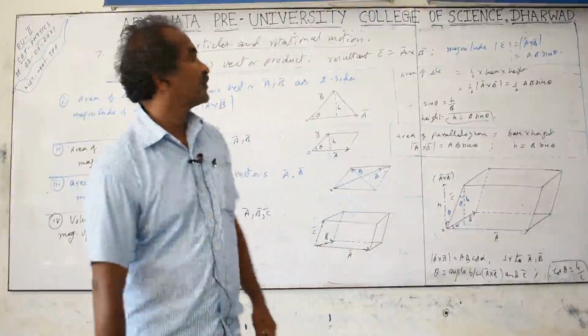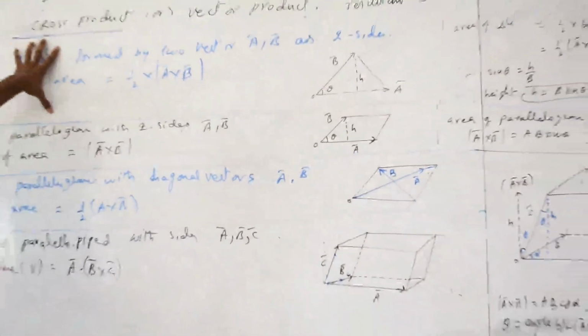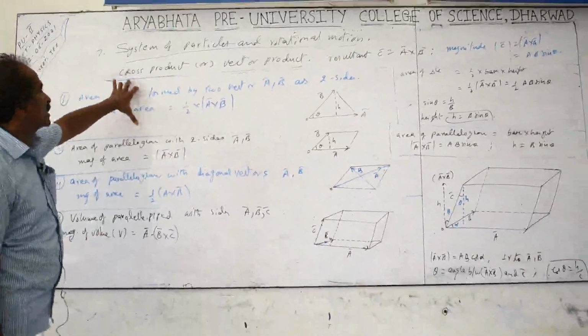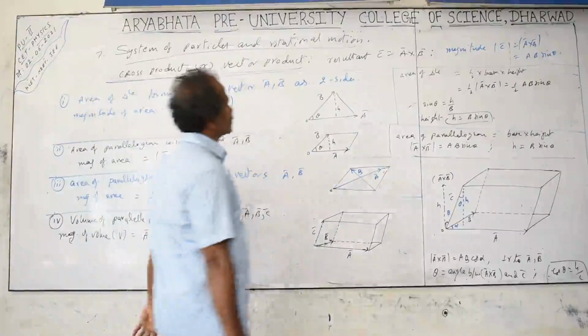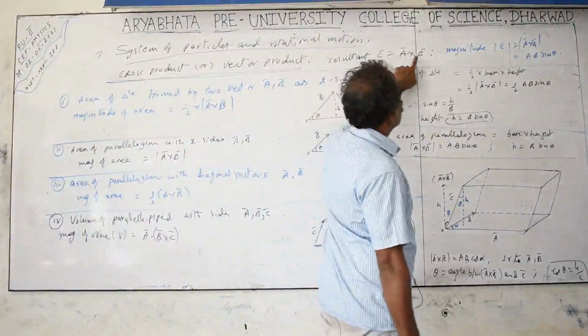Good morning, students. In this topic of system of particles and rotational motion, the cross product part has a few concept-related points only, but it is required for the competitive exams. Cross product of vectors, or vector product, you already know: C bar equals A cross B, and C is perpendicular to both A and B.